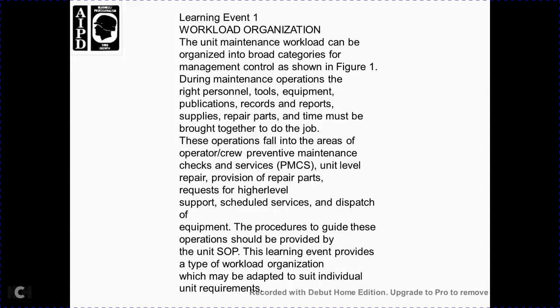operation. Faults within an area of the operator crew, preventive maintenance check services at the unit level to prepare, provision, and repair parts request for the higher level support, schedule, service with the dispatch for the equipment, procedures to guide the operation should be provided with the unit standard operating procedure. The type of the workload organization may be adapted to suit the individual unit requirements.